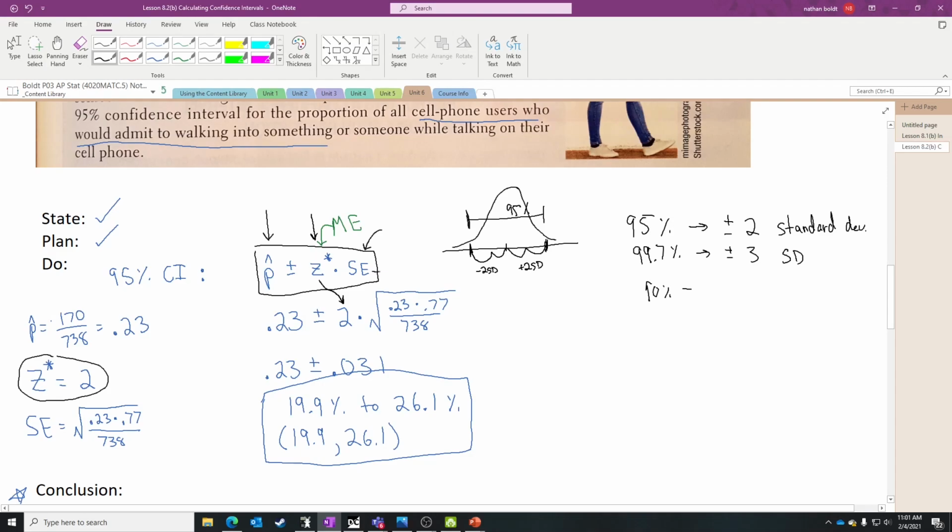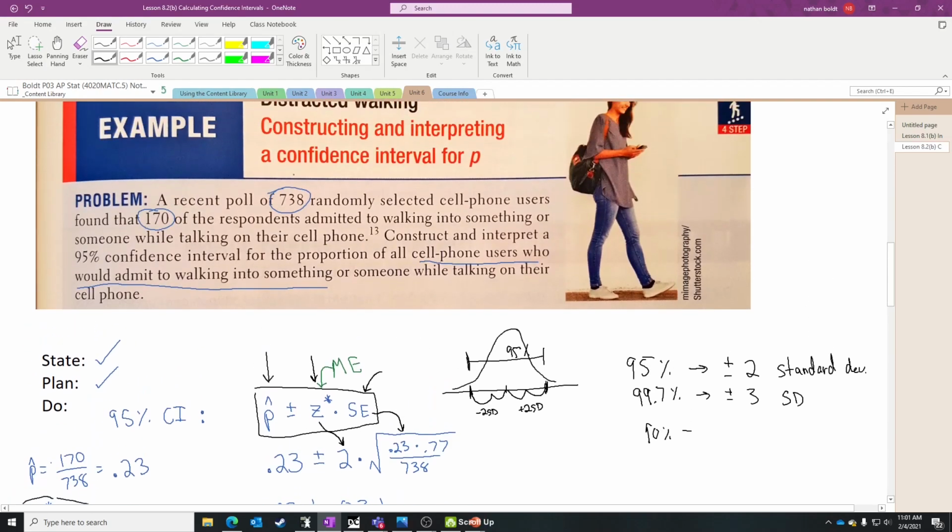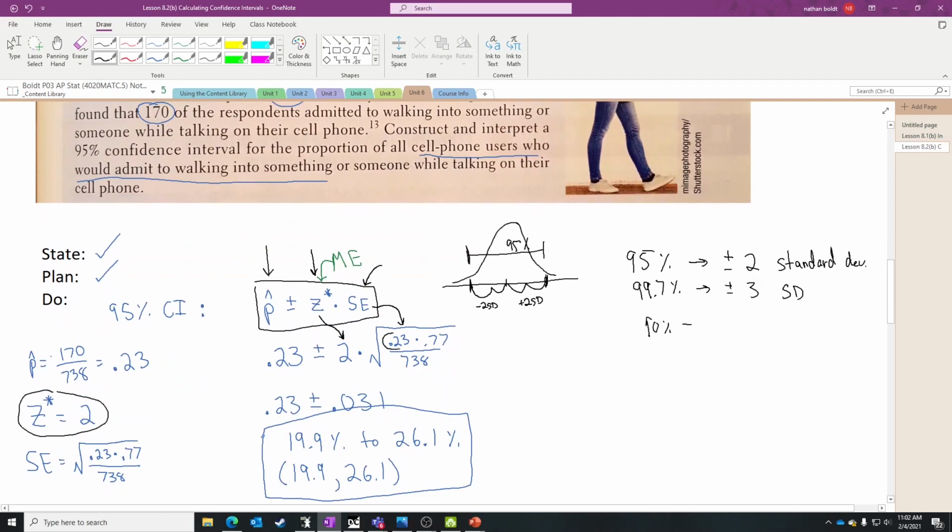Then we plug in our standard error, which is just the formula: the square root of P times Q divided by N. So the 23 came from P hat. We had to calculate P hat because they didn't give us the proportion. I calculated the proportion, successes divided by the sample size, 23%. That lets you get Q, which is the other side of that proportion. Put that together, you get the margin of error. Right here is the margin of error. Then you add and subtract that to your point estimator to get your interval.